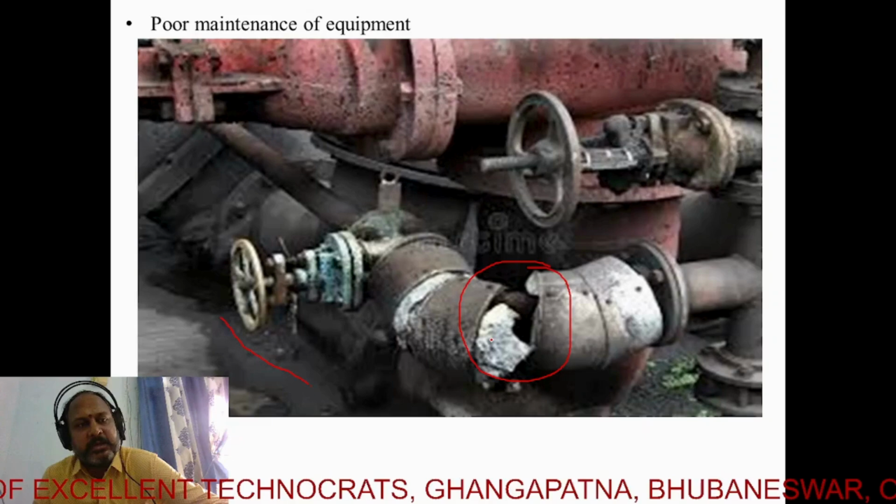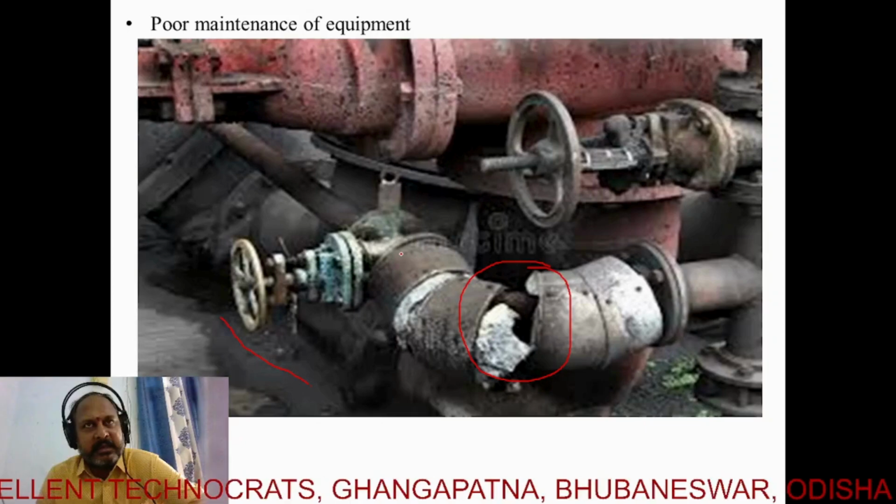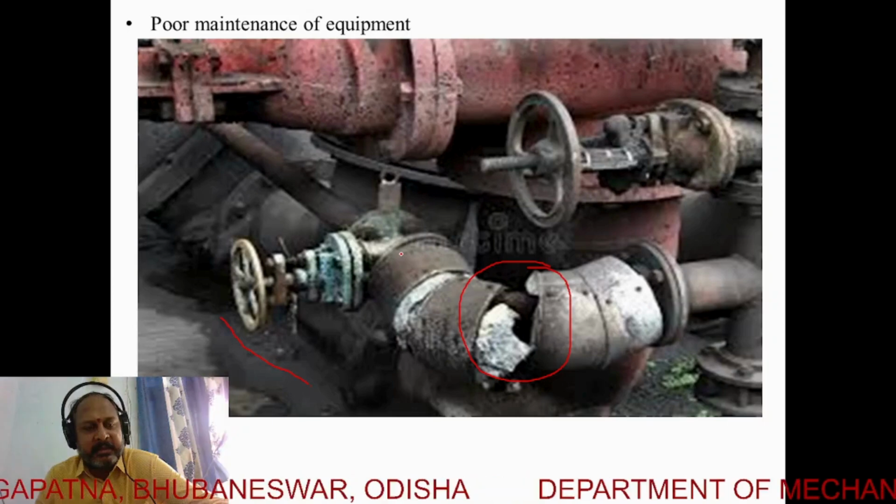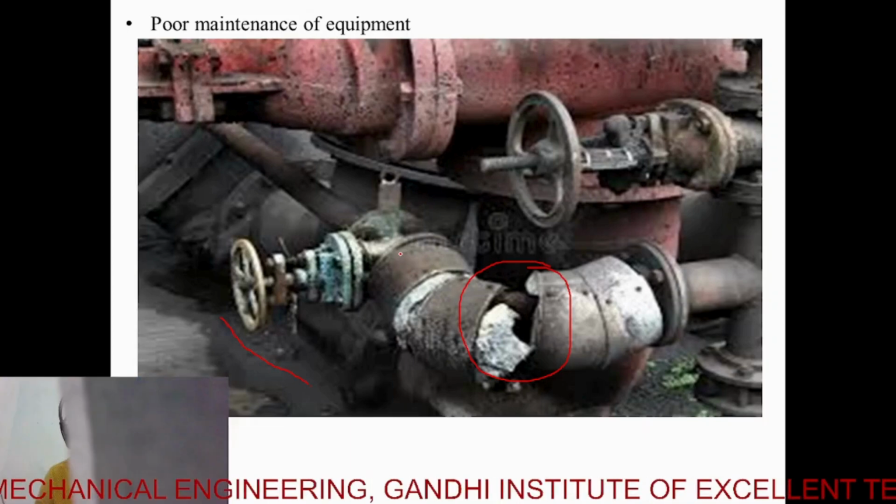So in this particular case, we have to immediately replace the damaged pipes and valves. Then we have to initiate a preventive and predictive maintenance program, and apply protective coatings also. We have to use corrosion-resistant materials also, and regular visual inspections should be done, so that we can avoid these kinds of dangers or accidents.